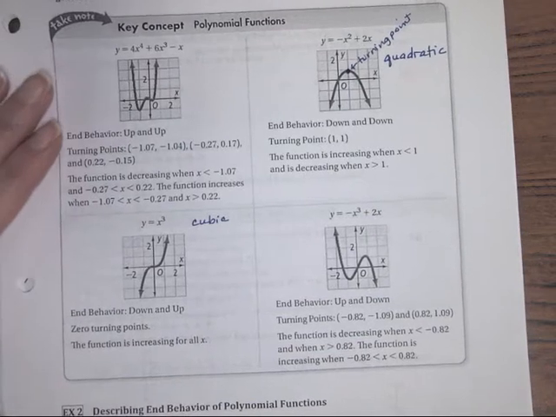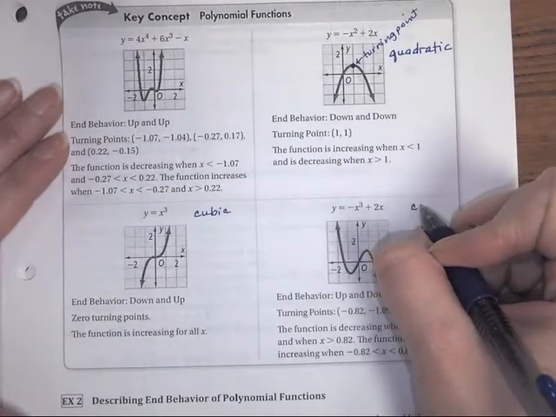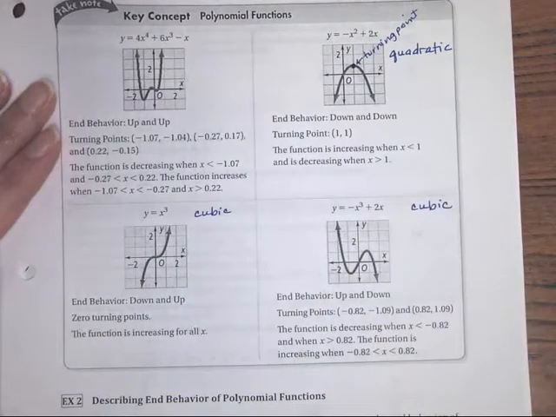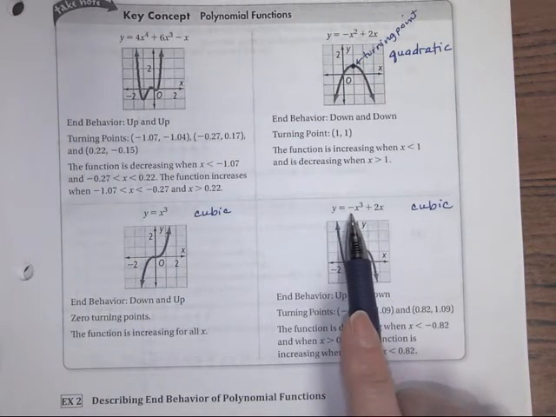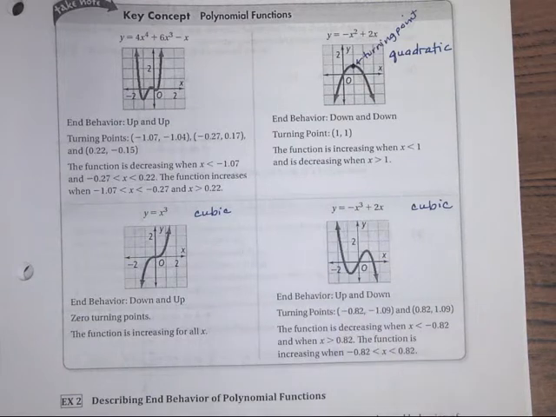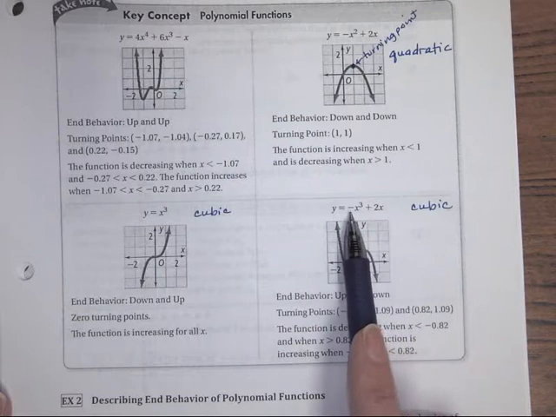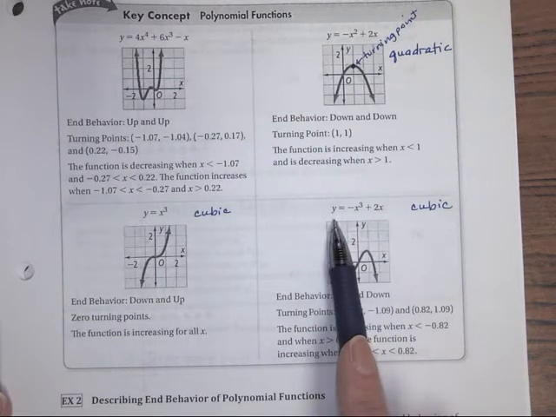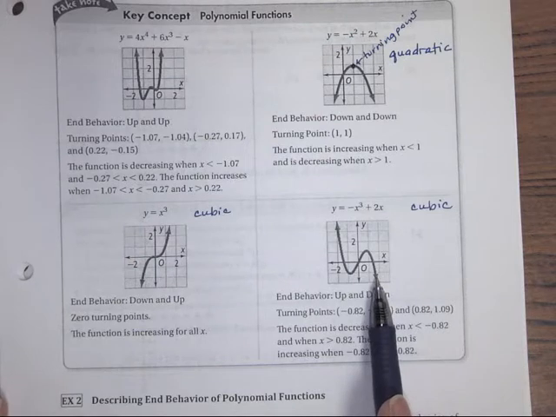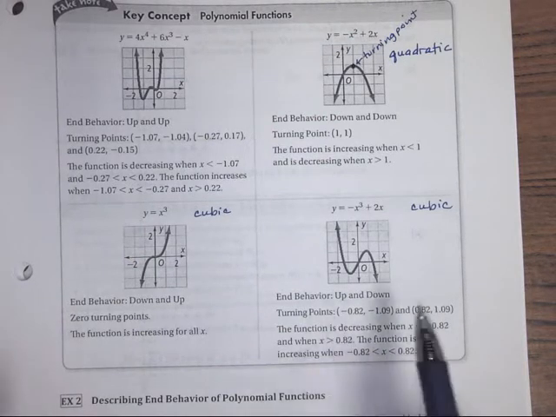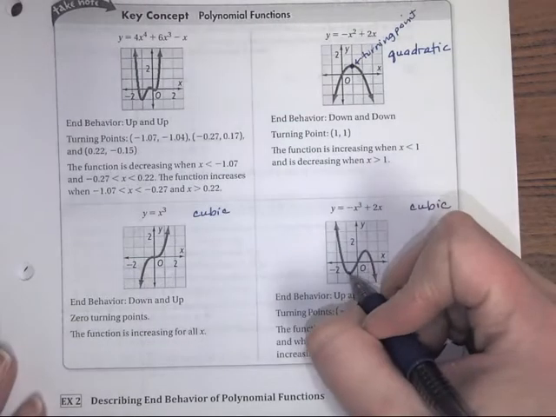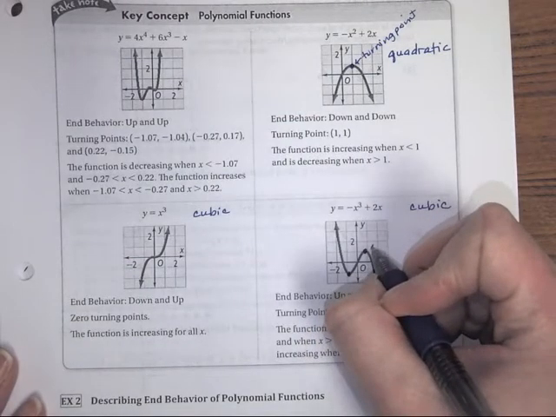Now if we go over here to the right, this is another cubic function. What's important to notice is that this time our a value is negative. So notice our end behavior is reversed. Instead of being down and up, it is up, then down. All cubic functions that have a negative x to the third value are going to be up, then down. All of them. Now, in this particular one, we've got some turning points. We have a turning point here and here.